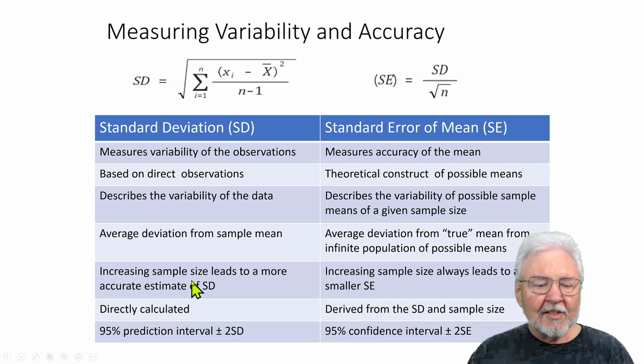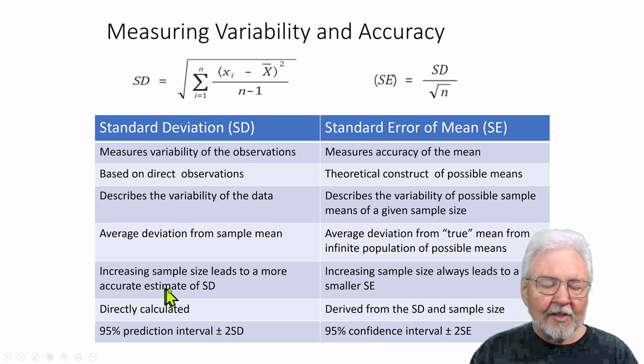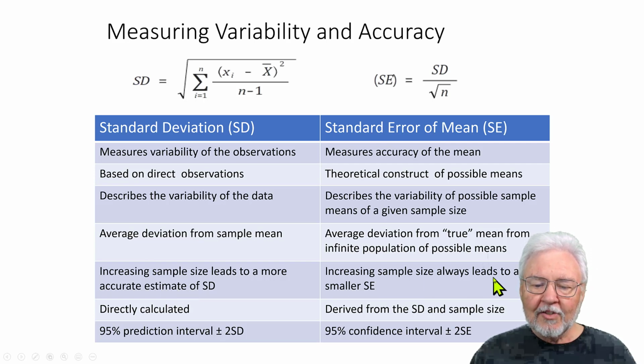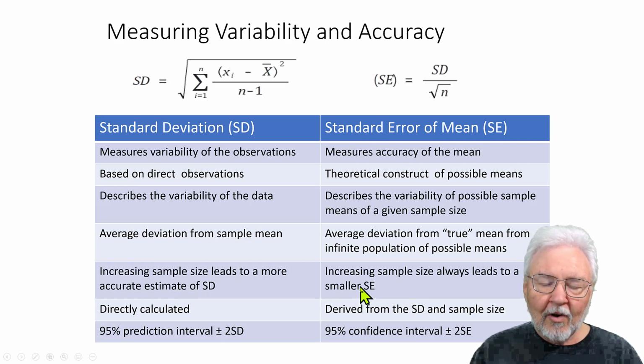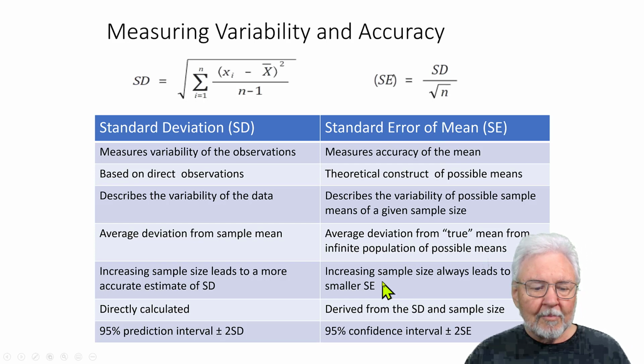Increasing the sample size leads to a more accurate estimate. Increasing the sample size always leads to a more accurate estimate of the underlying truth. Always. And we see that because it's the standard deviation divided by the square root of n. So the bigger the n, the smaller the standard error is going to be. Standard deviation is directly calculated, standard errors are derived.